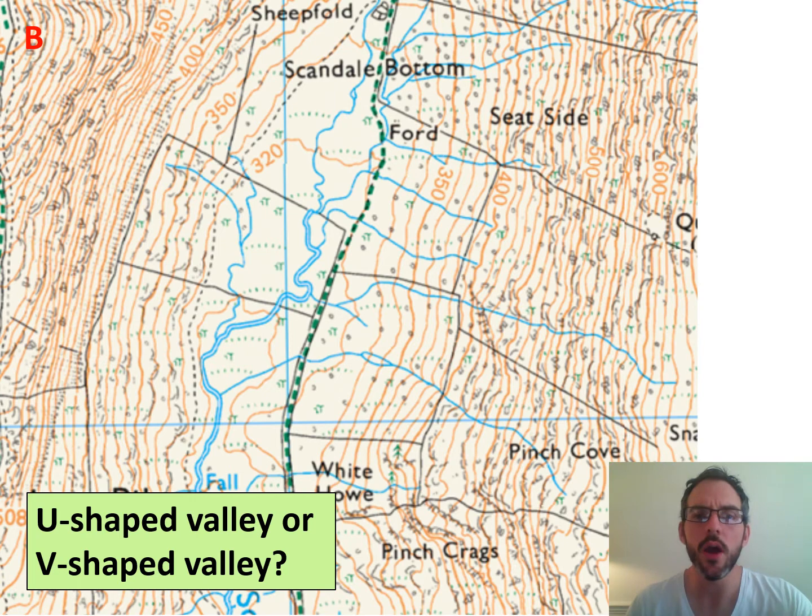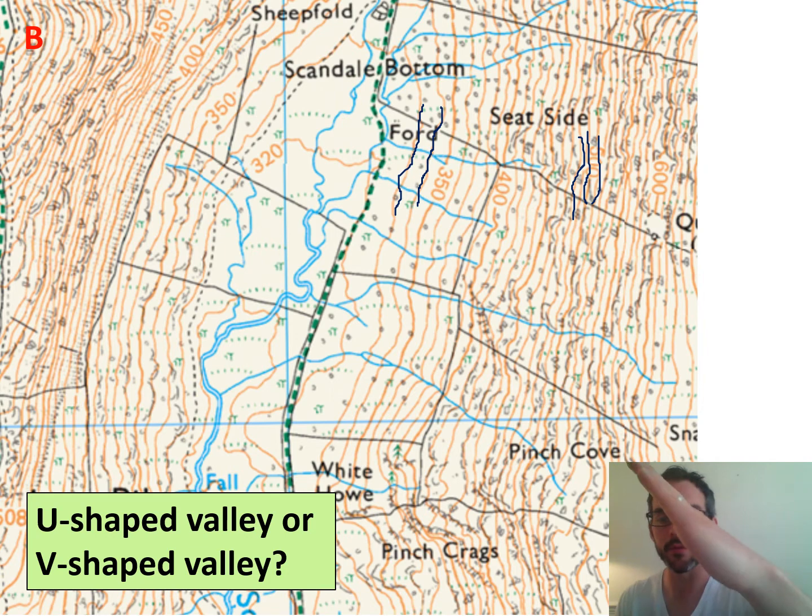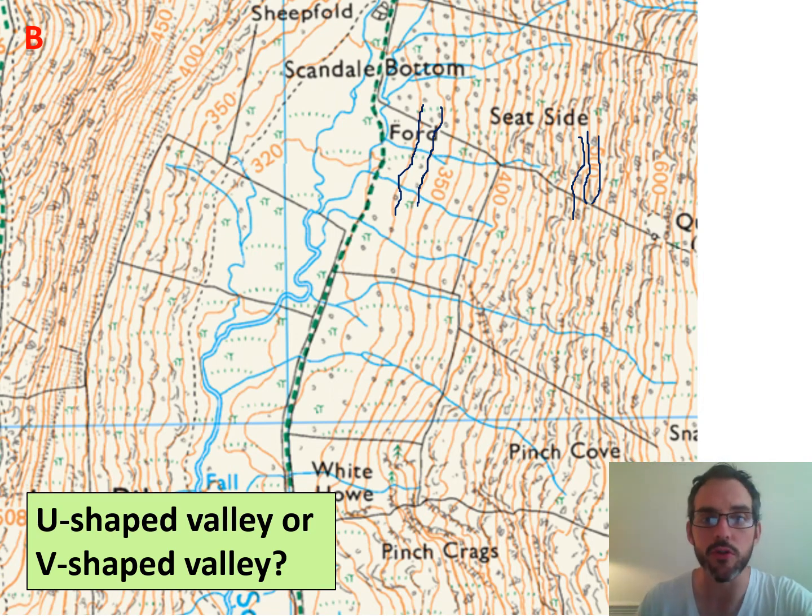So is this one a U-shaped valley or a V-shaped valley, and how would you know? Pause the video, have a think. So the answer for this is a U-shaped valley. If you look really carefully, these contour lines are really far apart, whereas these contour lines, particularly up here, are really close together. That means it gets increasingly steep as you go up, okay? Just like the shape of a U-shaped valley.